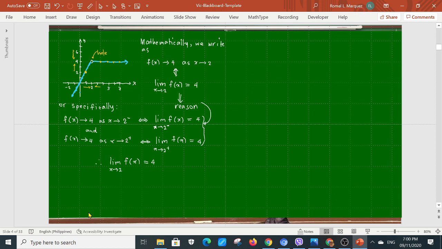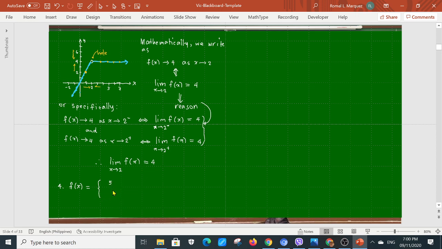Okay? What about this? So let's have another one. Let's see if we can get something nice in this next one. This is number 4. Investigate the behavior of this function. Again, piecewise.